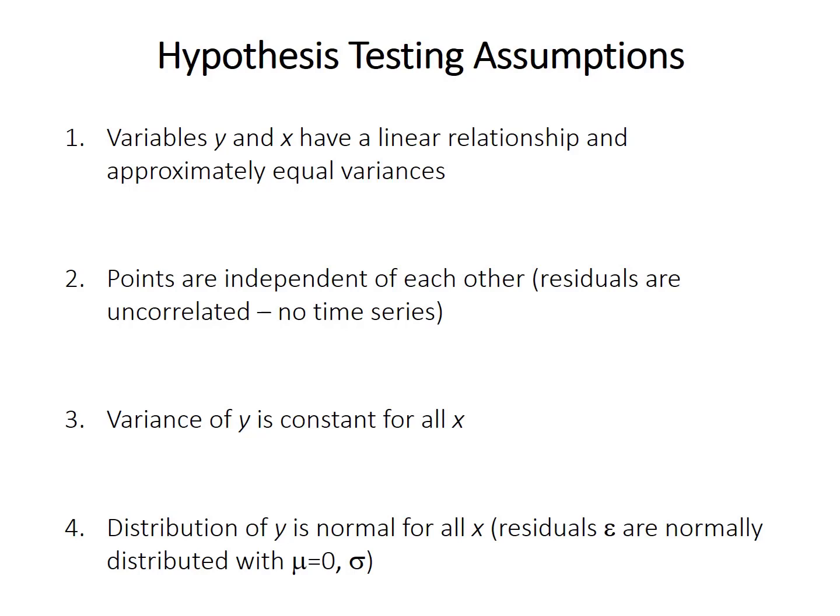So third, the variance of y must be approximately equal for all values of x. So if you move along the x-axis, there should be about the same amount of scatter in y at all points along that x-axis. And finally, the distribution of the y variable, of our dependent variable, should be normal for all values of x. And so this basically means that the residuals, that distance from the point to the line, should be normally distributed around the line, centered on the regression line, so the mean equals 0. And then it should have a constant standard deviation at all points along the line.